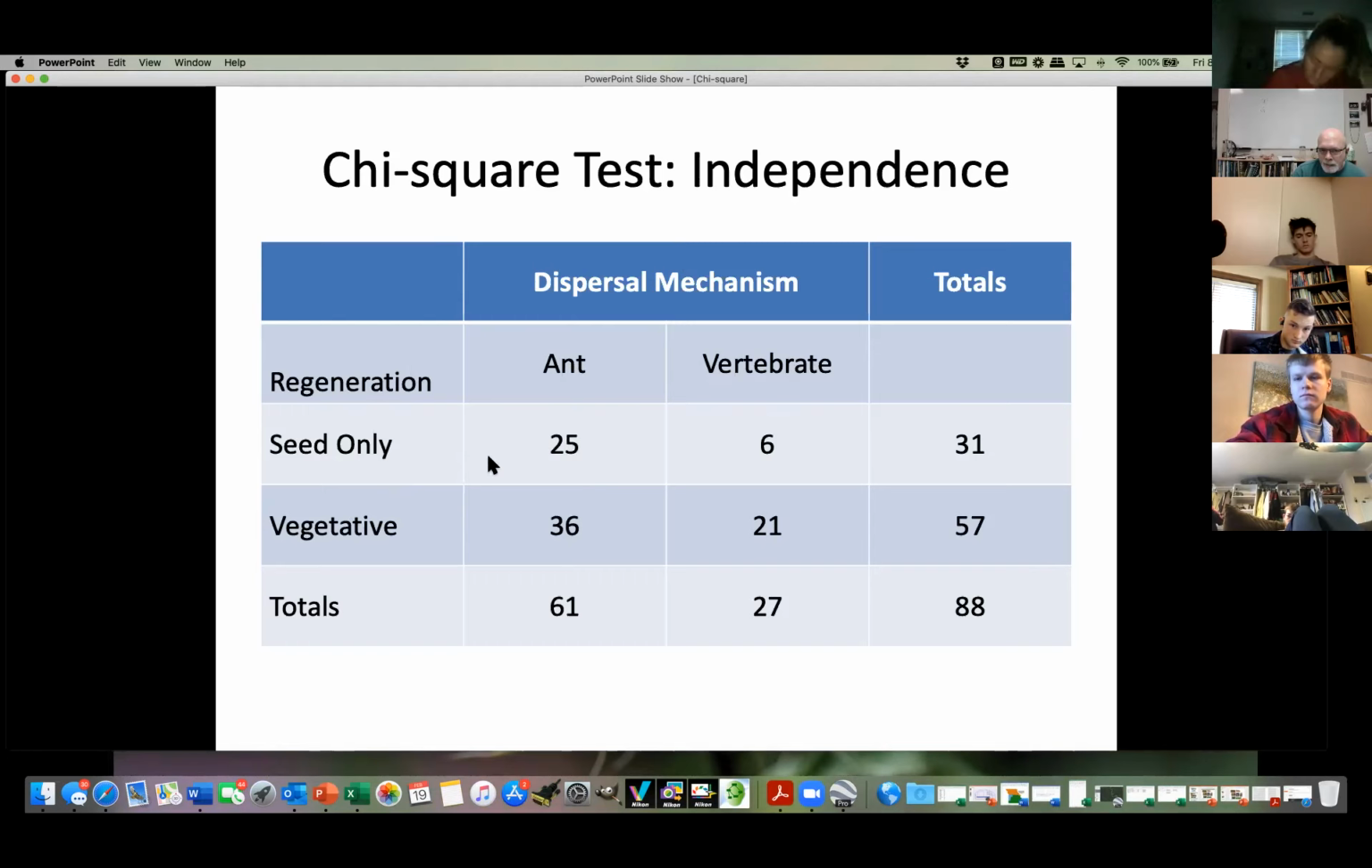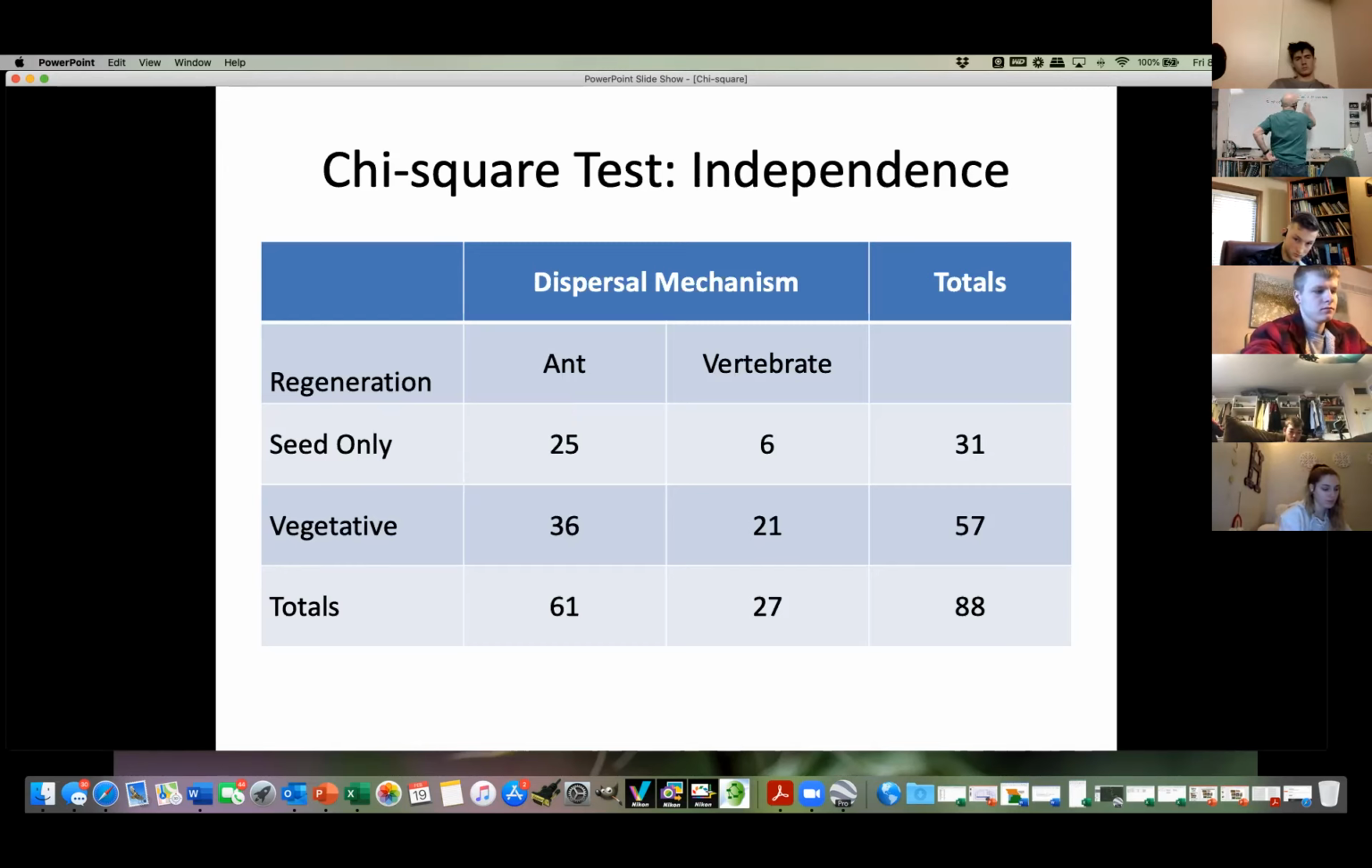Because this cell here, the ant seed only cell, is influenced by seed only across ants and vertebrates, and is also influenced by ants across regeneration type, the way you calculate the expected frequencies for this type of test is different. So in this case, the expected frequency is equal to the row total times the column total divided by the total. So to figure out what the expected frequency is of ants and seed only, we would take the seed only row times the ant column divided by 88, which is the total. So let's do that.